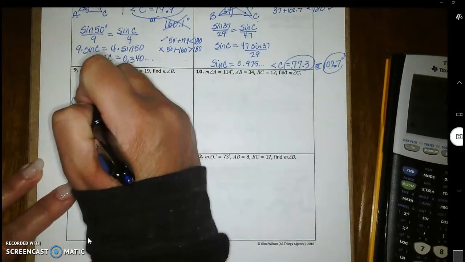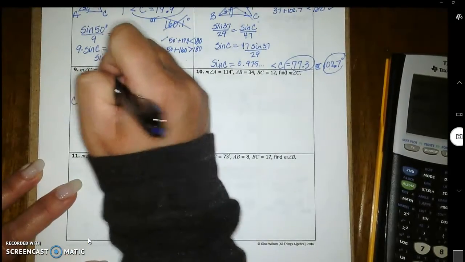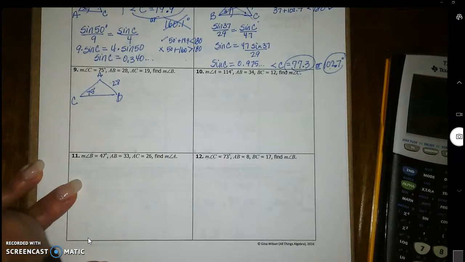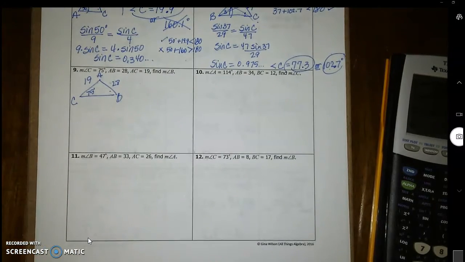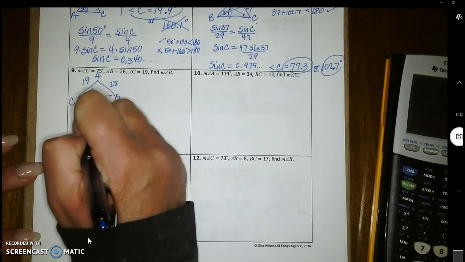All right, angle C is 75. Side AB, which is going to be the side opposite of it, is 28. AC is 19. I'm finding this angle in here. Let's do it again. All right, sine of 75 over 28.